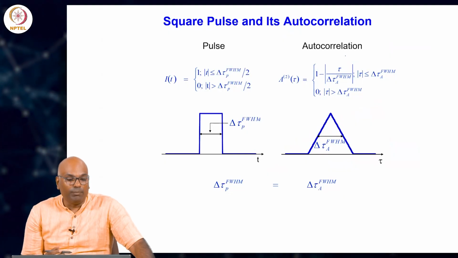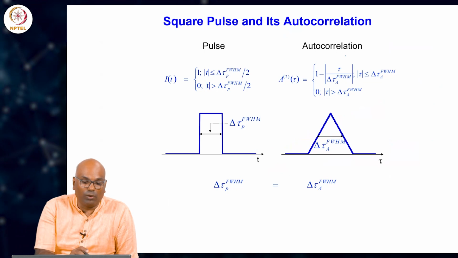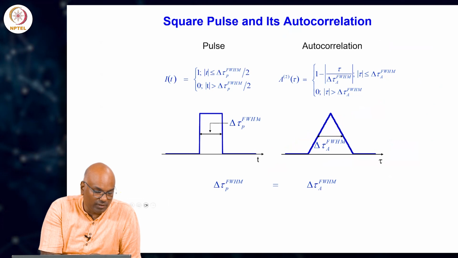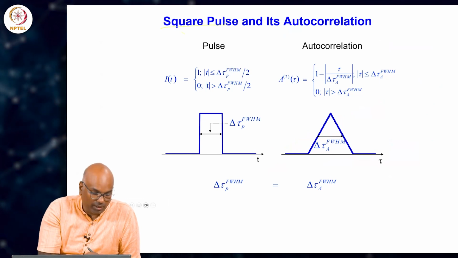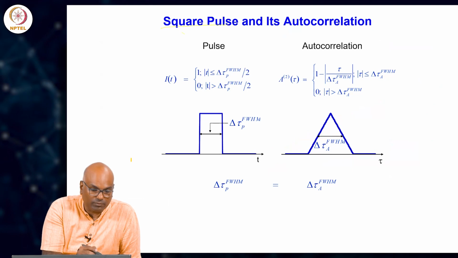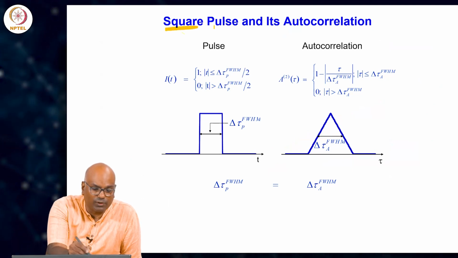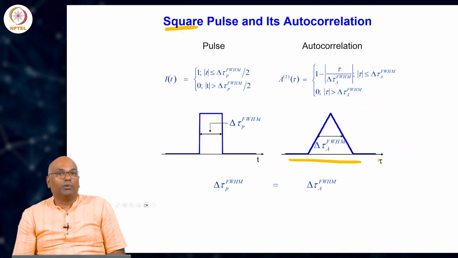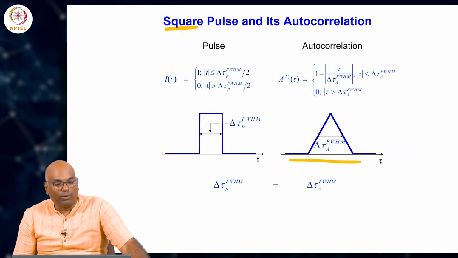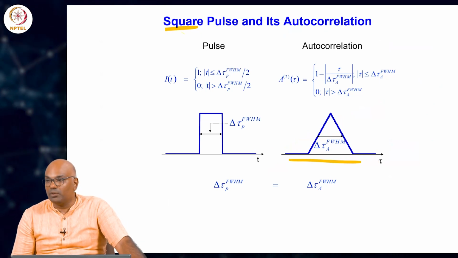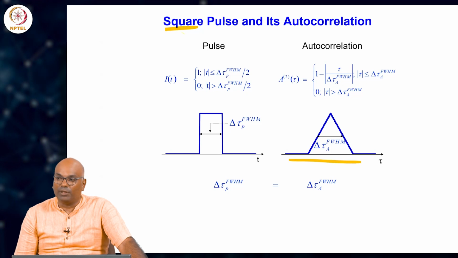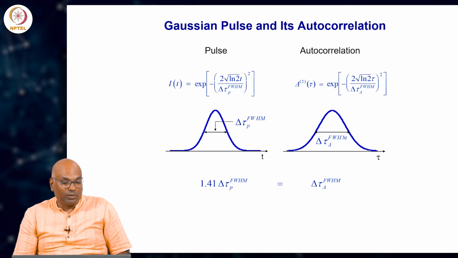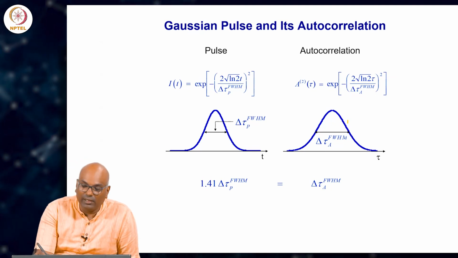So, a quick example of an autocorrelation process: the autocorrelation of a square pulse, which is a convolution of the pulse with itself, is a triangular pulse. I think we discussed this in one of the earlier lectures. If you aren't convinced, you may want to program this in your favorite computer language, MATLAB or Python or whatever. A Gaussian pulse autocorrelated with itself yields another Gaussian pulse.